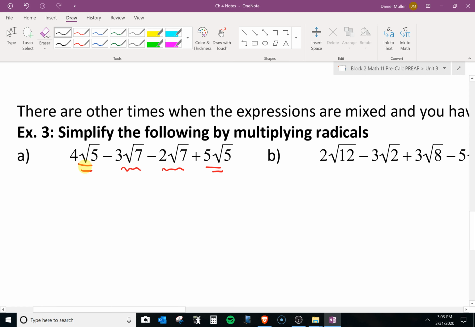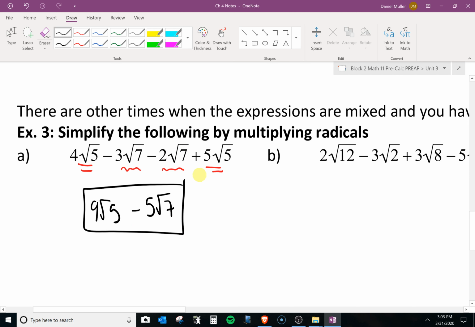So if I have 4 root 5s and then I add an additional 5 root 5, I have a total of 9 root 5s. And if I have negative 3 root 7s and then another negative 2 root 7s, well then I've got negative 5 root 7s. And so they don't all have to be the same. We might have some that are alike and then others that are alike, and we just need to make sure we combine the correct ones.